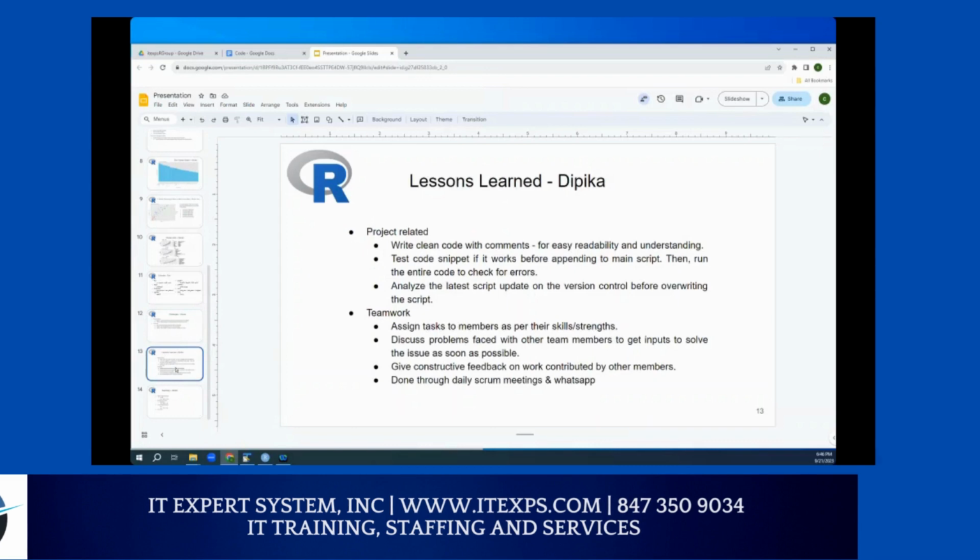Some of the lessons that we learned with respect to this project were it's always good to write simple code with proper commenting so that other members can understand. Any code snippet should be tested for correctness before integrating with the main code, and after integrating, the entire code should be checked for correctness.